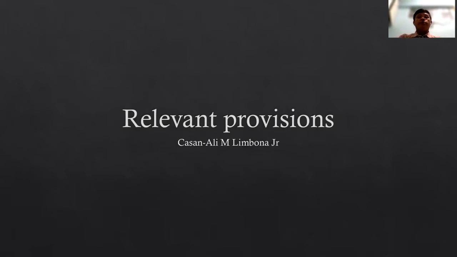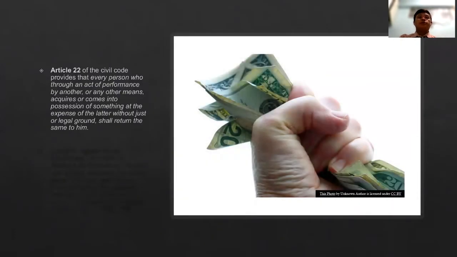Good evening, everyone. Today I'm going to be talking about the relevant provisions pertaining to the doctrine or the principle of unjust enrichment. The first article is Article 22 of the Civil Code, which provides that every person who, through an act or performance by another, or any other means, acquires or comes into possession of something at the expense of the latter, without just or legal ground, shall return the same to him.